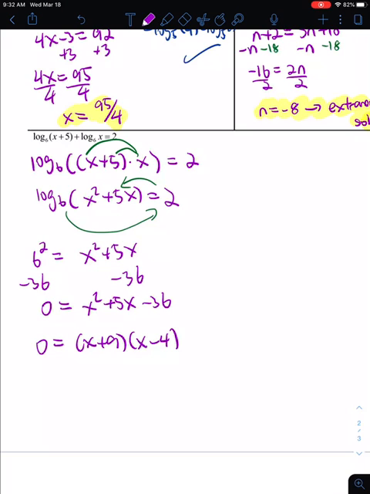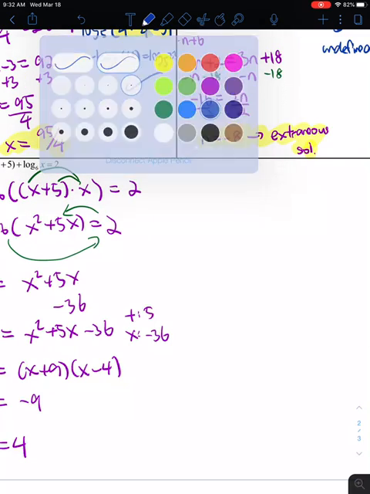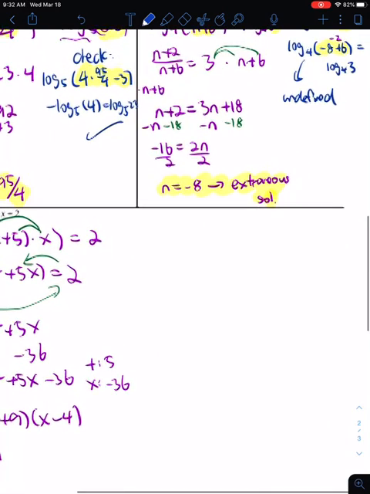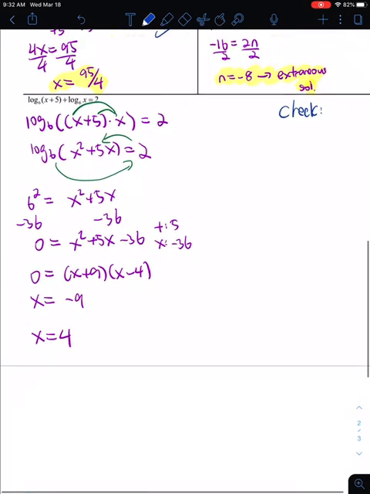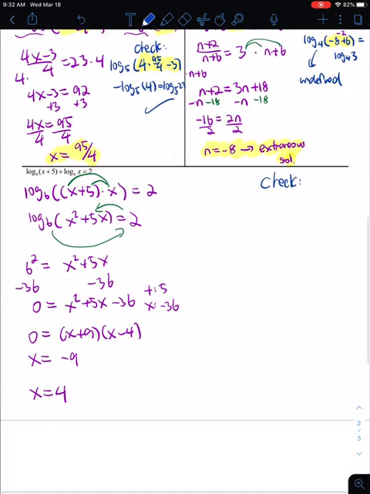You always want to look to see if you can factor, adding up to 5, multiply to negative 36. So it looks like we get x equals negative 9 and x equals 4. But we should go ahead and check each one to see if either one is extraneous. So what do we have? We have x equals negative 9. So let's go ahead and check that first. Okay, x equals negative 9.